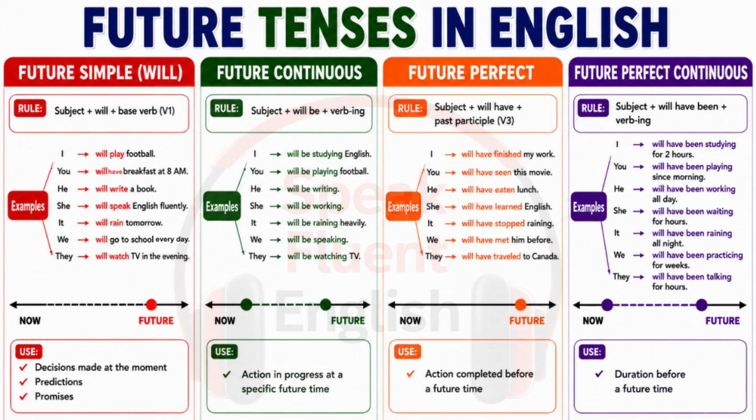You will have been playing since morning. He will have been working all day. She will have been waiting for hours. It will have been raining all night. We will have been practicing for weeks. They will have been talking for hours. This tense focuses on the duration of an action in the future.